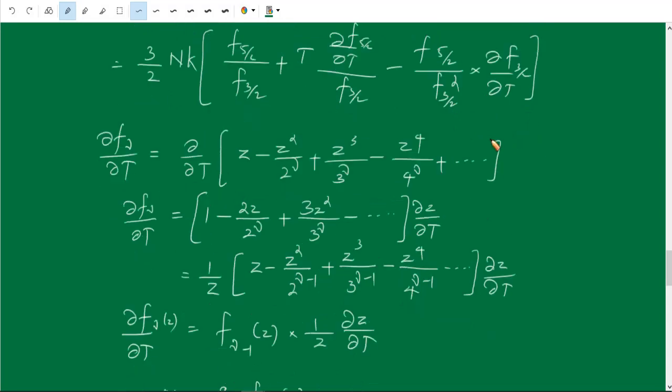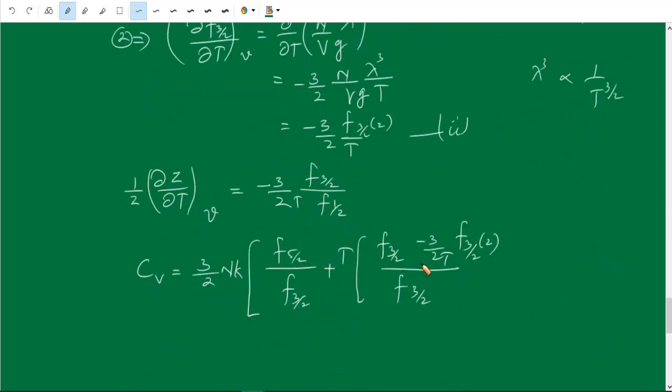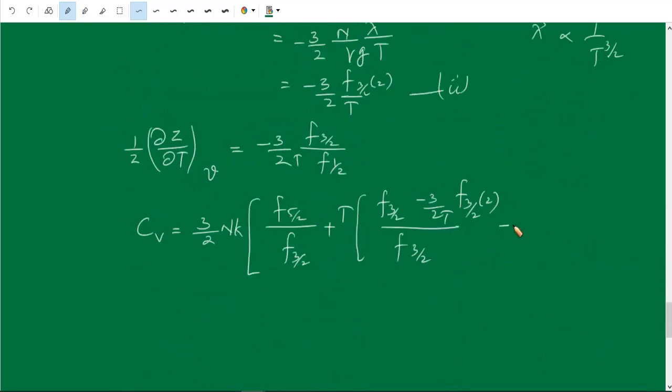So this can be again replaced. So this will be minus f5 by 2 divided by f3 by 2 square into f1 by 2 f3 by 2 differential f1 by 2 into 1 by z dou z by dou t is minus 3 divided by 2, 3 divided by 2t, f3 by 2 divided by f1 by 2.